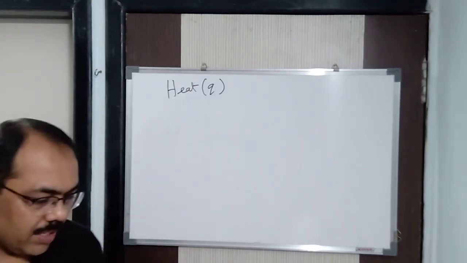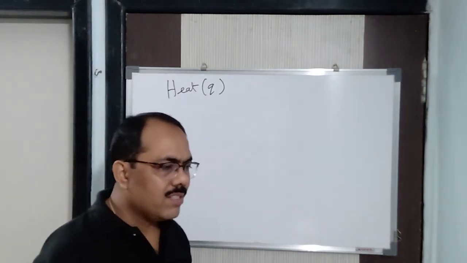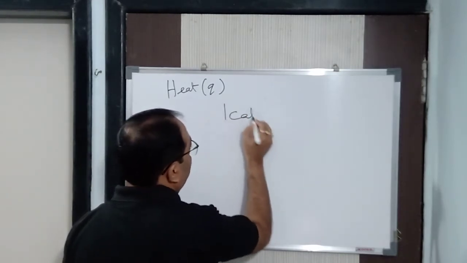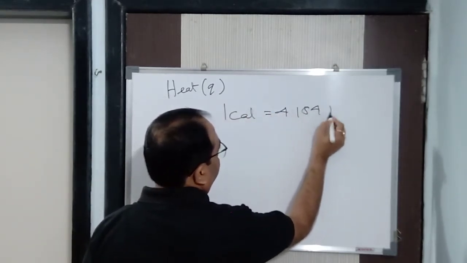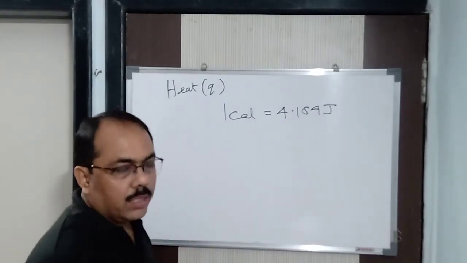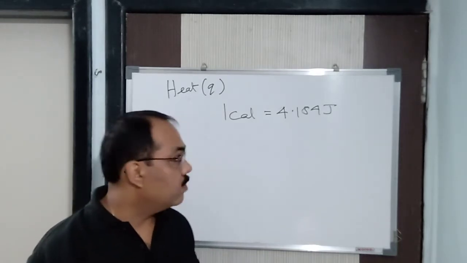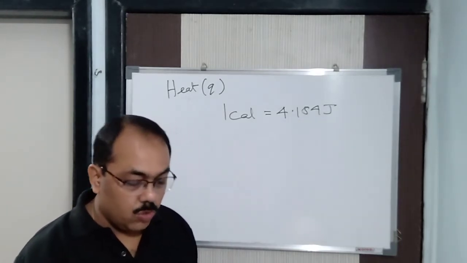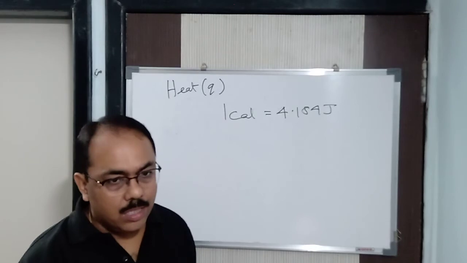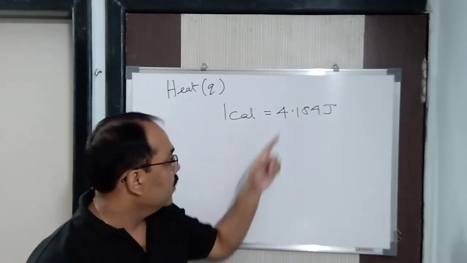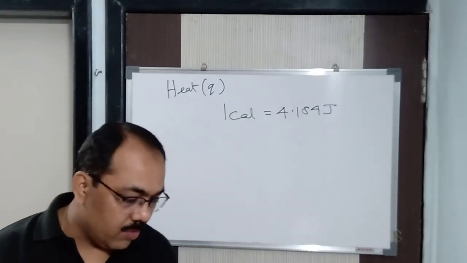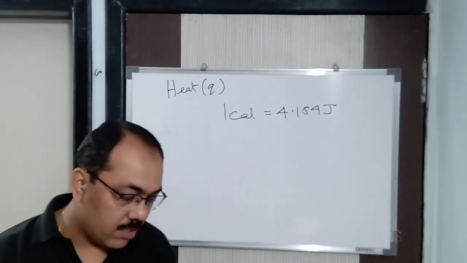Now, sometimes we have to convert calories into joules. So 1 calorie is 4.184 joules. Remember it. You have read in the lower classes that it is 4.2 joules, but the exact value is 4.184 joules. And we can convert joules into calories also. So 1 joule is equal to 0.239 calories.